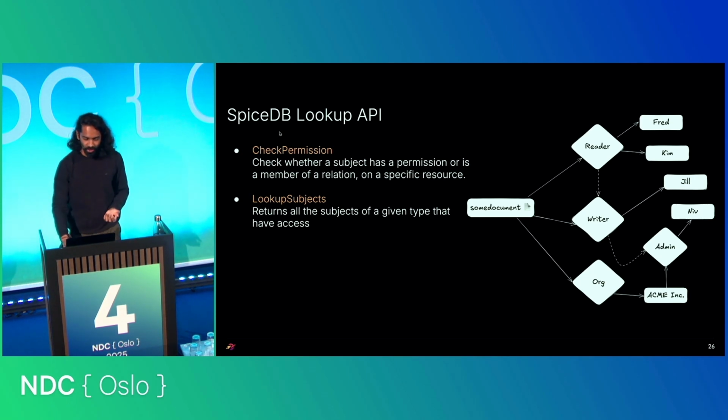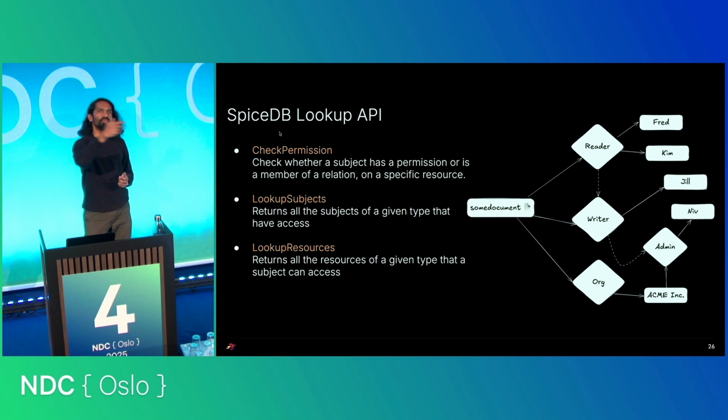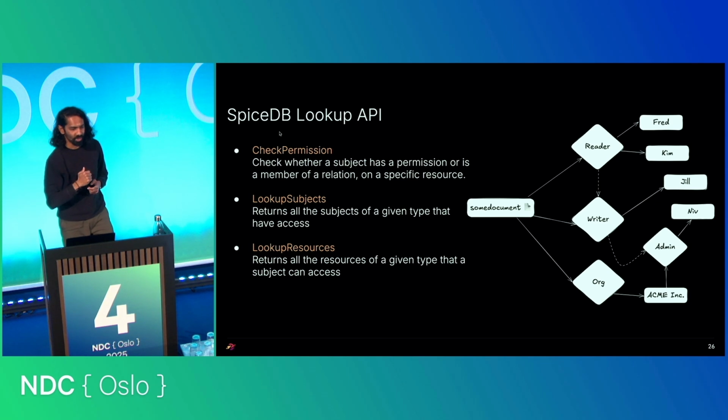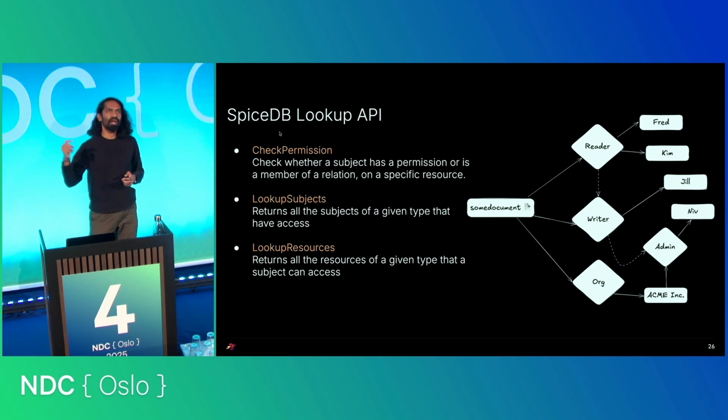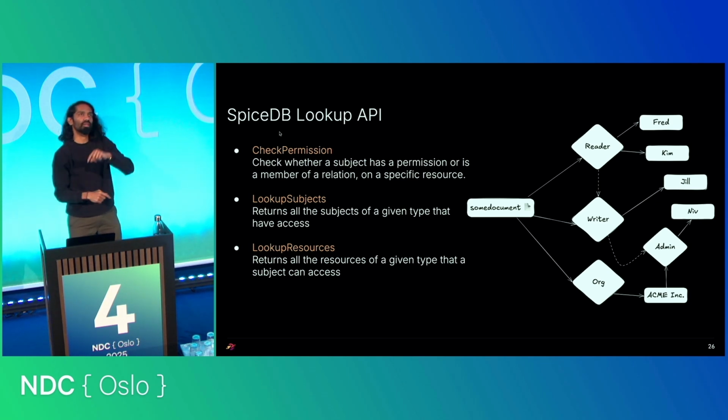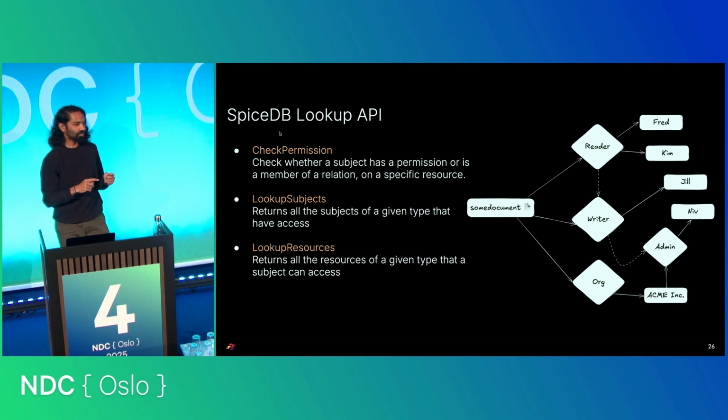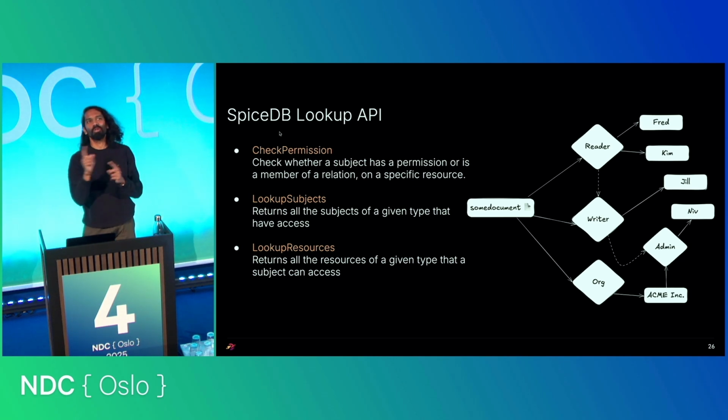And lastly, you can also look up resources, which is a reverse lookup. So you can say, hey, give me all the documents that Jill can read, or give me all the documents that Niv can write to. And then it goes in the same graph, but in the reverse direction. Now, remember this because we're going to refer to it in the demo.